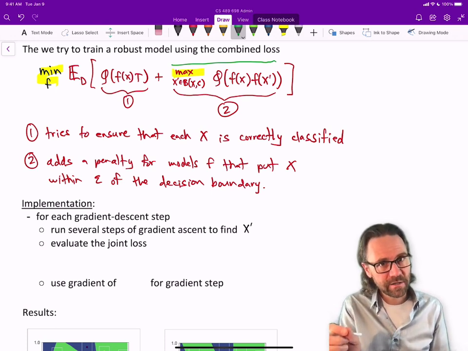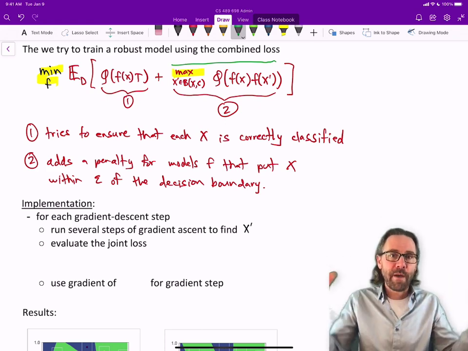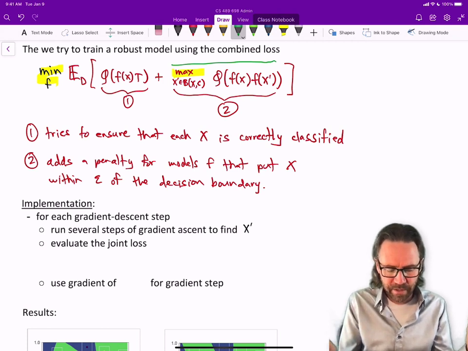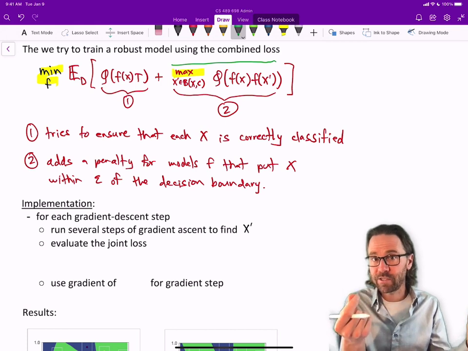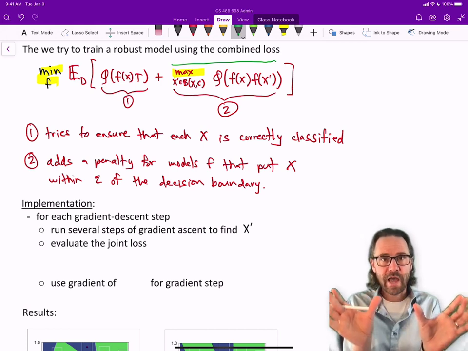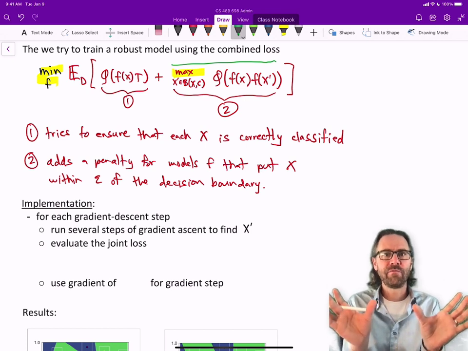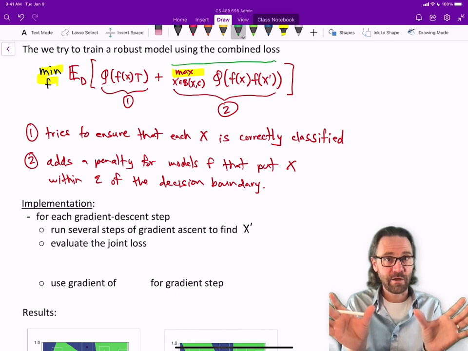Once we find it, we fix x primed, and then we go back out and say, okay, now we have our loss function. It's got these two terms, term 1 and term 2. The max is no longer there because we fixed our adversarial example. Now we look at those two terms and we say, how do we adjust f to minimize this loss? How do we take a gradient step to reduce this loss?